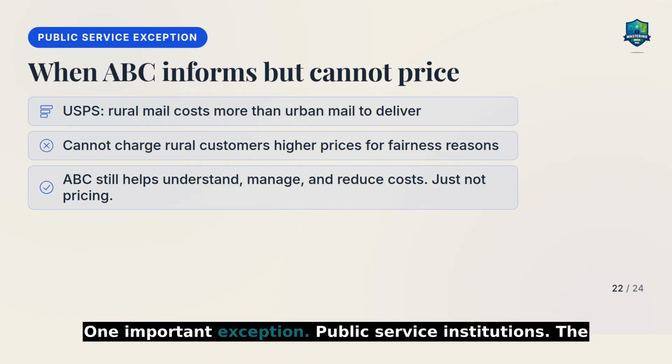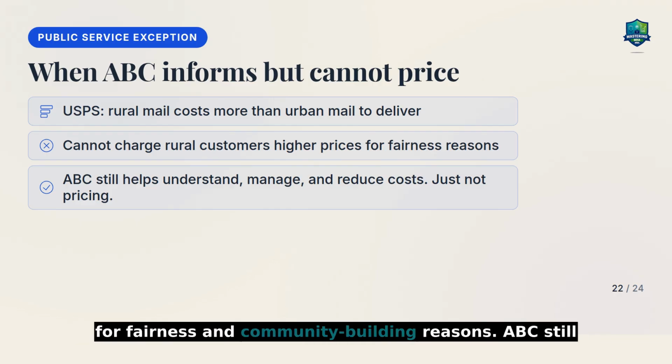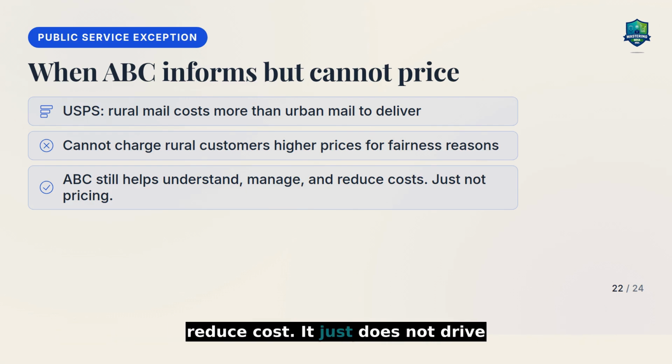One important exception. Public service institutions. The US Postal Service knows rural delivery costs more than urban delivery. ABC tells them so. But they cannot charge rural customers higher prices for fairness and community building reasons. ABC still helps them understand, manage, and reduce cost. It just does not drive pricing in this context.